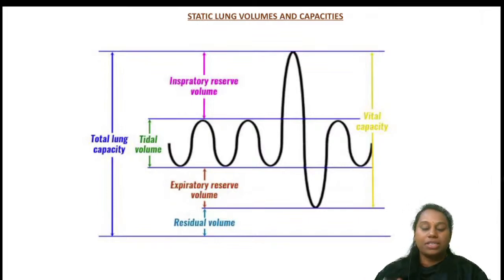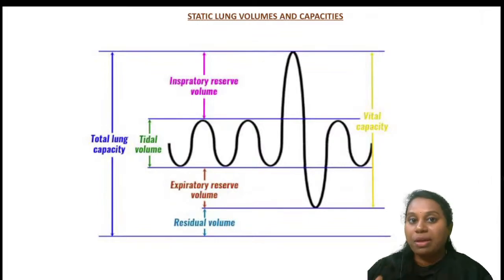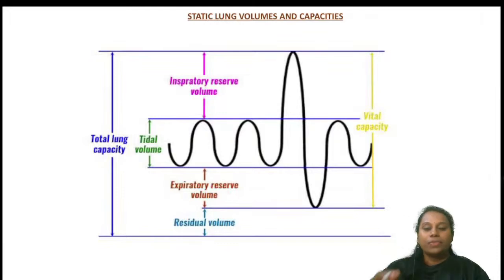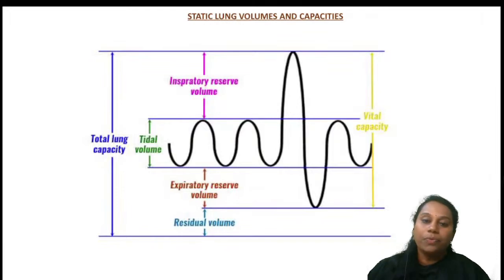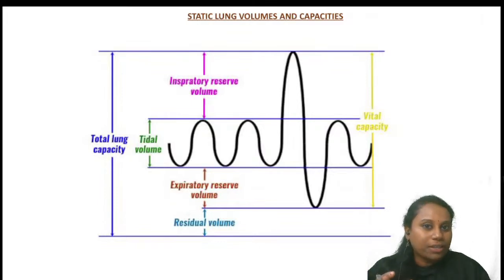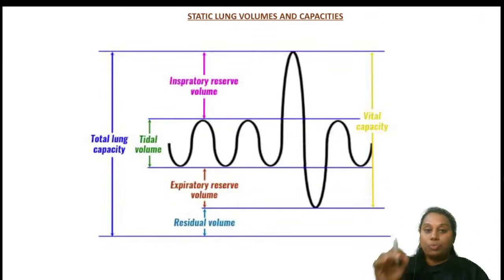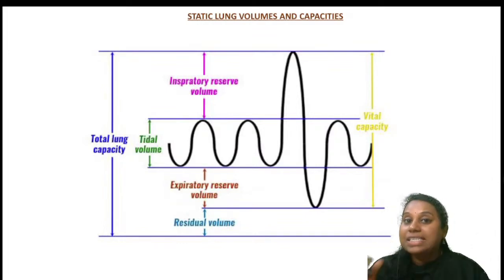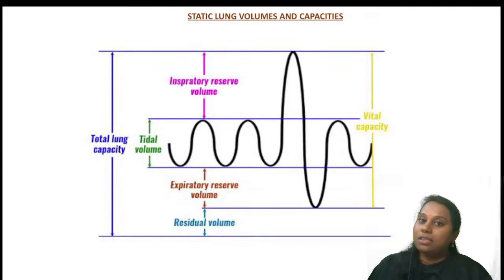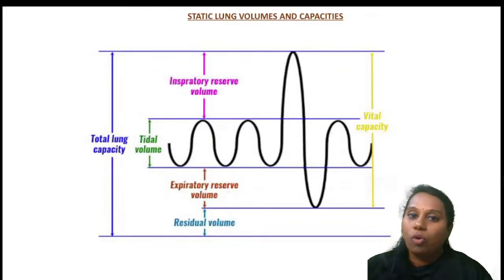This graph is really tough to remember. So we'll do one thing. As I'm instructing you, if you are able to do this breathing exercise, I can assure you, you will never forget the definitions and also the values. So please do it along with me. As I'm telling you, try to breathe this volume of air. Okay, let's do a tidal volume.